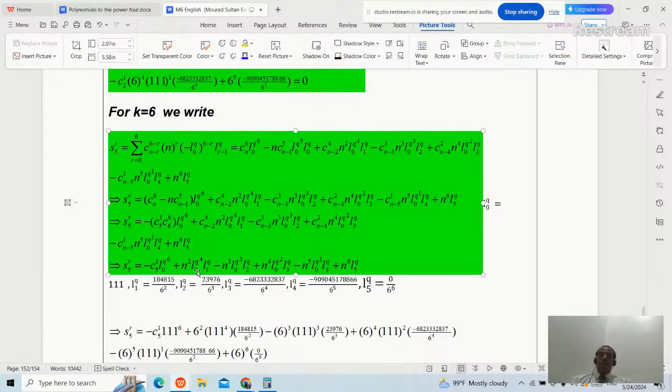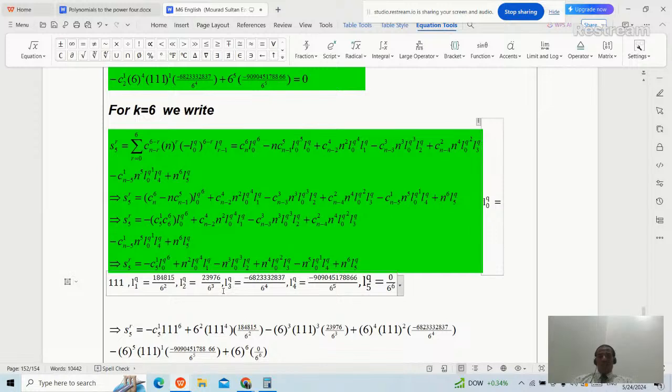Or I just write negative 5, as you like, times L0 of q to the power 6, plus n squared L0 of q to the power 4 L1, minus n cubed L0 of q cubed times L2 of q, n to the power 4 times L0 of q squared times L3 of q, minus n to the power 5 L0 of q times L4 of q, plus the last term, n to the power 6 L5 of q. Now I will use this to calculate the value of S5.